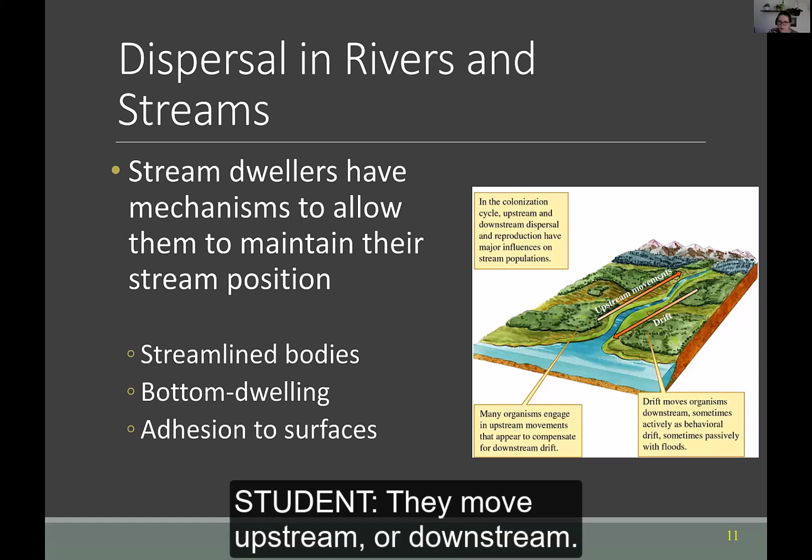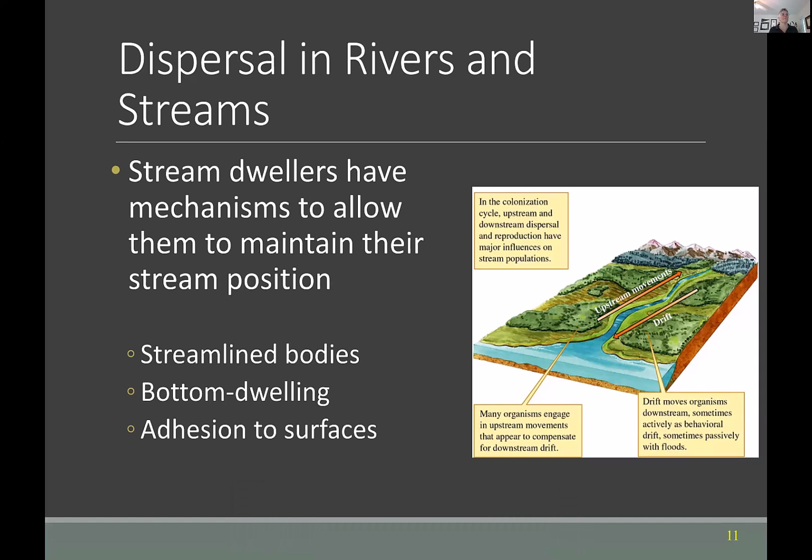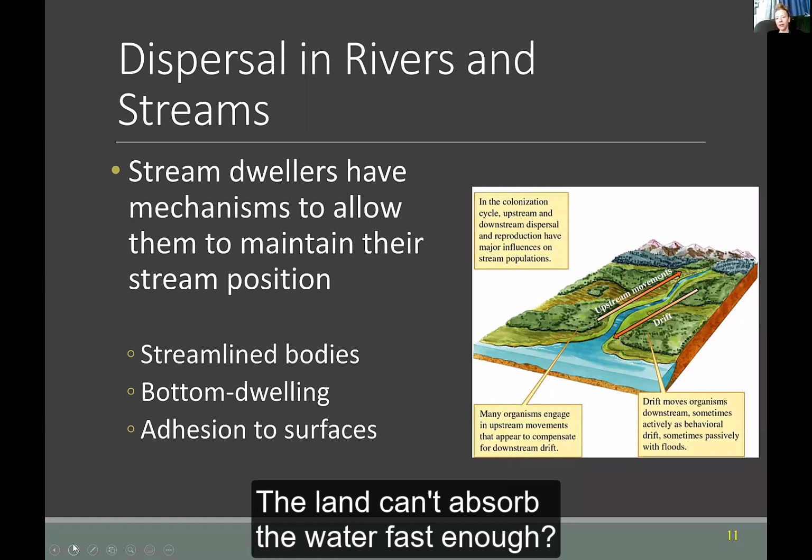Do they move upstream or downstream? Because I don't know if they're moving upstream in a flash flood. What is a flash flood? Is that where the land can't absorb the water fast enough?